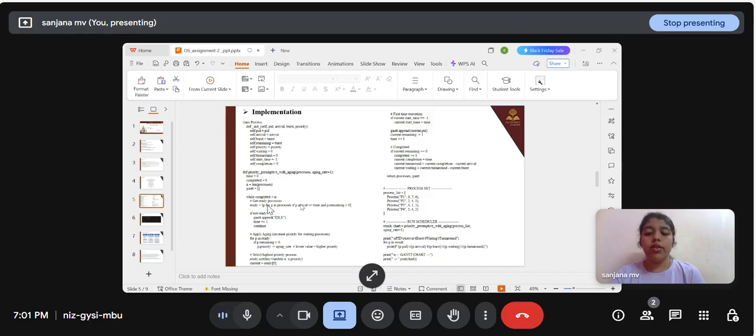Next, here we find all the processes that have already arrived and are still not completed. If nothing is ready, the CPU stays idle. Next, coming to the for loop, aging increases the priority of waiting processes, preventing starvation. Next, current equals max of ready, key equals lambda x: x.priority. This explains that from all the ready processes, the one with the highest priority is chosen to run.